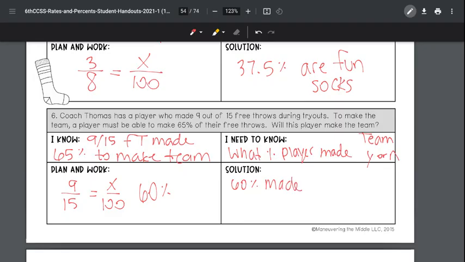But the situation said a player must be able to make 65% of their free throws to make the team. Will this player make the team? No. His percent was too low. He did not make the team. He will have to keep practicing.